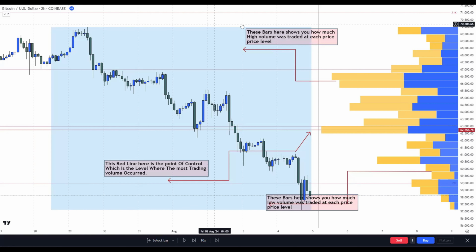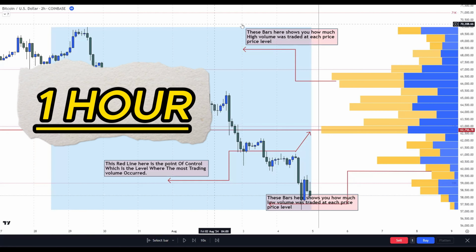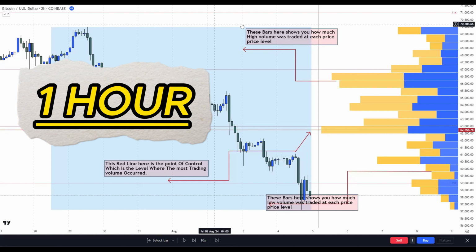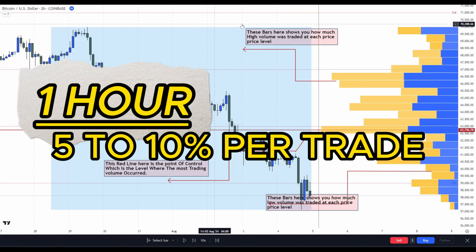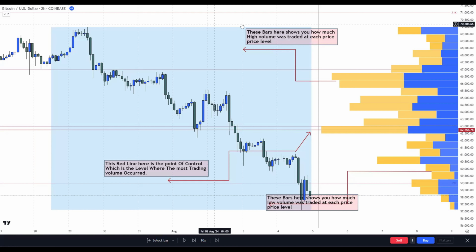So all we need is a 1 hour trading period. We only need 1 hour during the London session to make a massive profit of 5 to 10%, just trading for 1 hour during the London session. So just grab your notes and your pen and sit tight. Let me walk you through this very strategy.